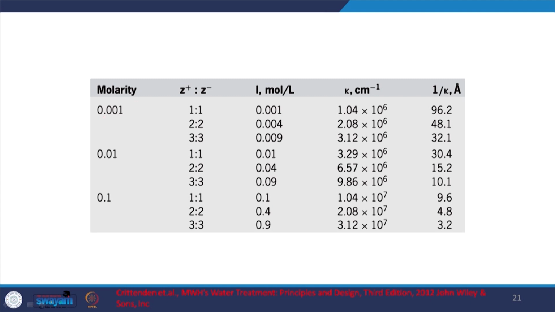Okay, this is the table that I was trying to look at. So the molarity, the concentration, is 1 millimolar, right? And ionic strength is here, and here is the charge. So I am adding it at 0.001, charge is 1, so ionic strength is also 0.001. And this inverse will give me an idea about the thickness of the electrical double layer, right? So this is one measure of the thickness, fine.